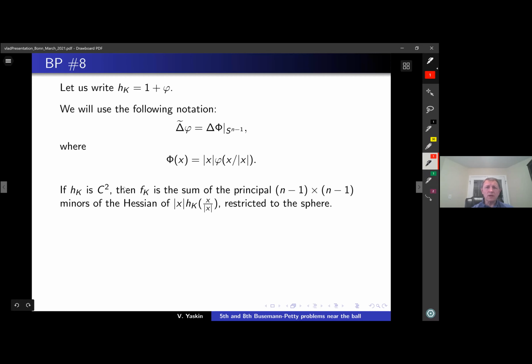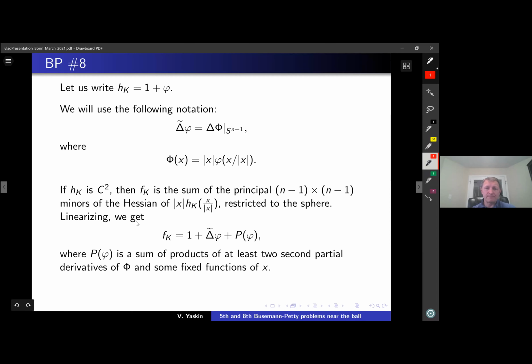Now, if the support function is of class C2, then how do you compute this curvature function? It's the sum of principal minors of the Hessian of the support function restricted to the sphere, right? So if you start with HK in this form 1 plus phi, then you can linearize this as follows. You'll have 1, then the linear term in phi will be of this form, delta tilde of phi, plus terms of order 2 and higher. Well, this is true if HK is in C2.